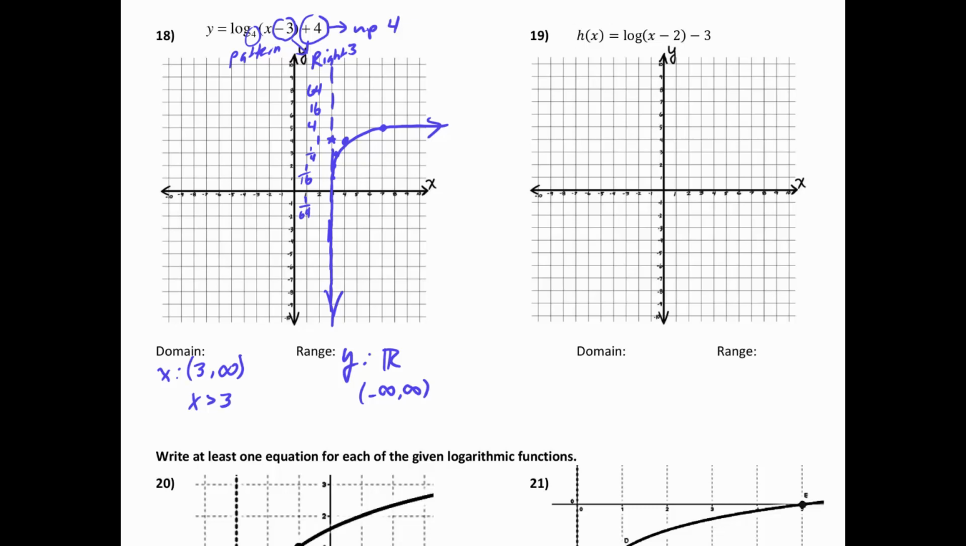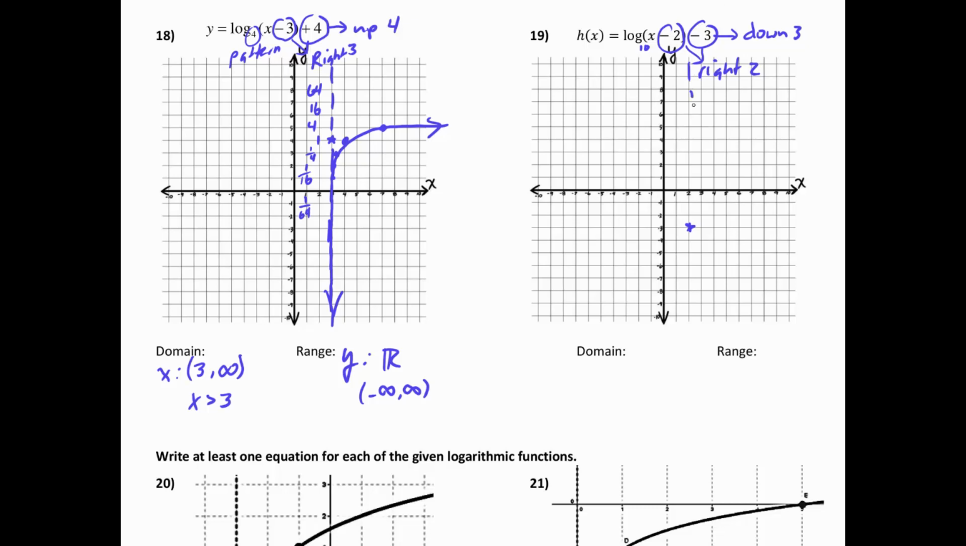Question number 19, h of x. This is the log, but there's not a number down below. So when you see that, you should know that it's a 10. It's an invisible 10 because it's a common log. So we are moving right 2, and we are moving down 3. So right 2, down 3 puts my central starting point right there.